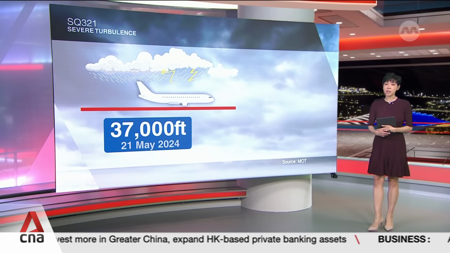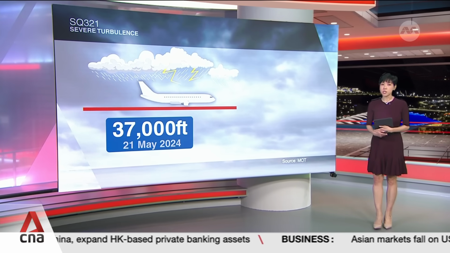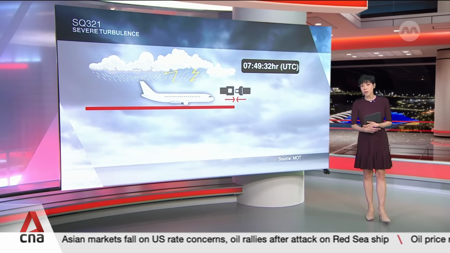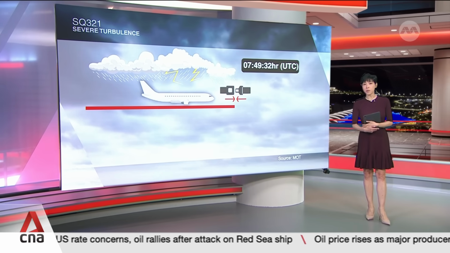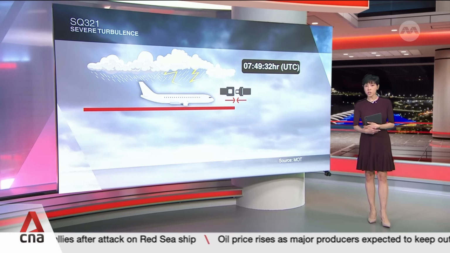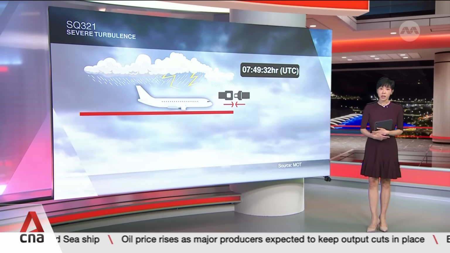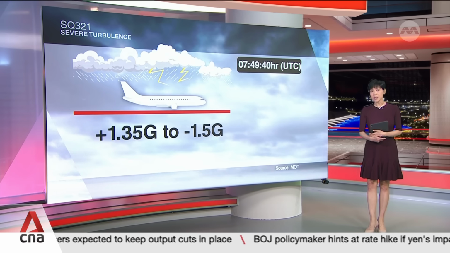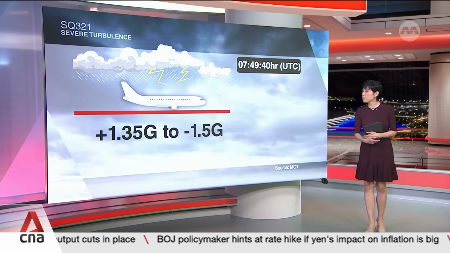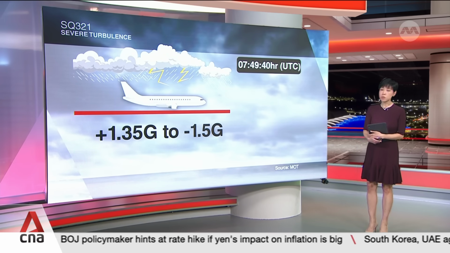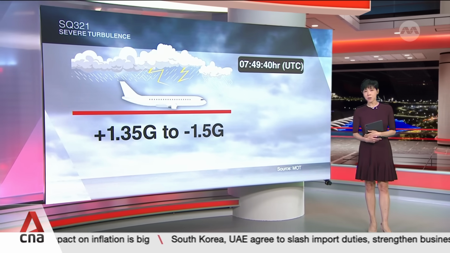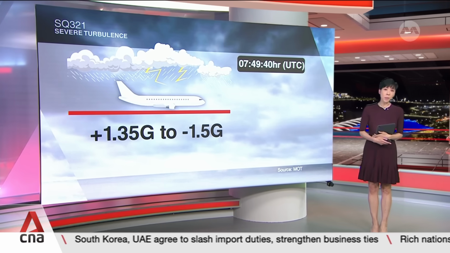A pilot called out that the fastened seatbelt sign had been switched on. Less than 10 seconds after that, the aircraft experienced a rapid change in G forces. Within 0.6 seconds, it went from plus 1.35 G to minus 1.5 G. As a result, passengers who were not belted in became airborne. In a split second, the G forces changed again from minus 1.5 G to plus 1.5 G within just 4 seconds. This likely caused the airborne passengers to fall back down.